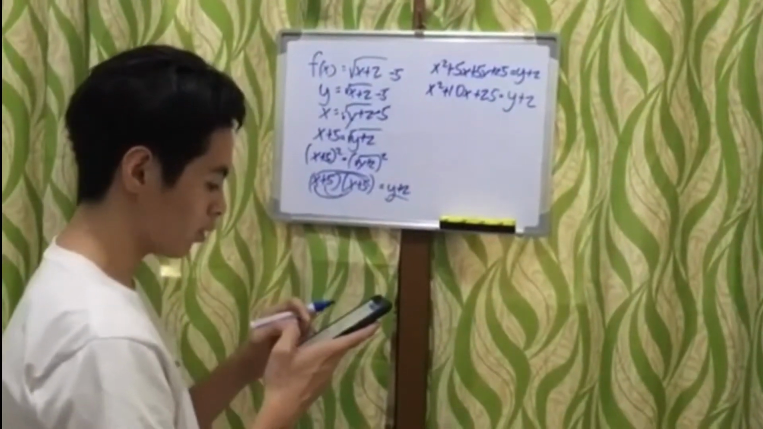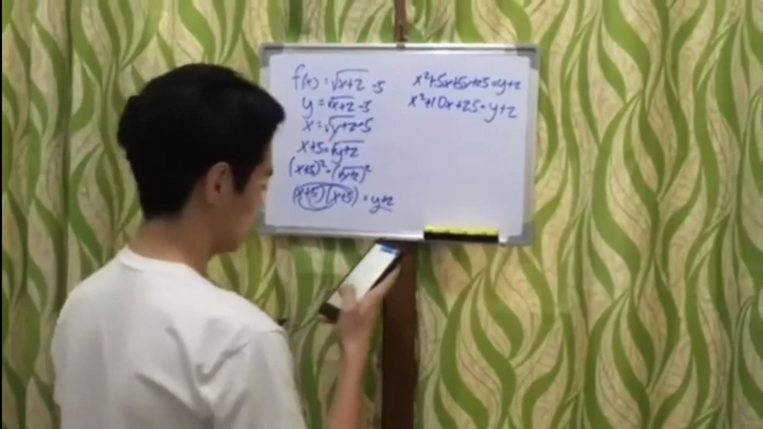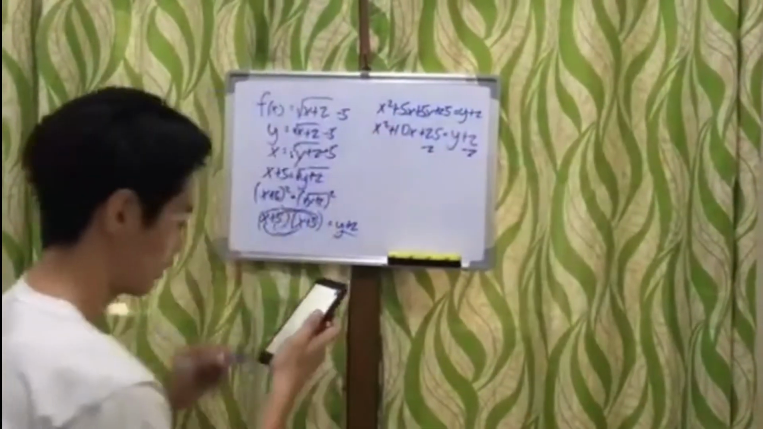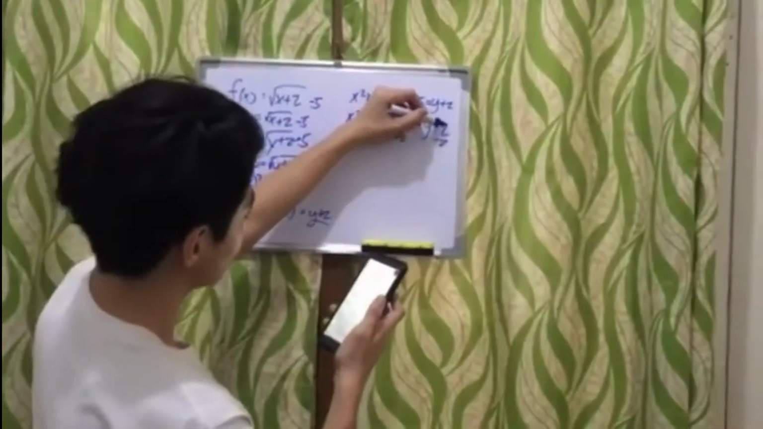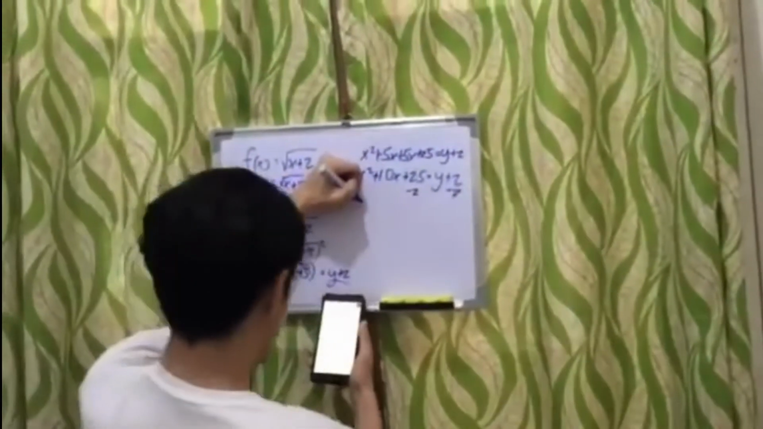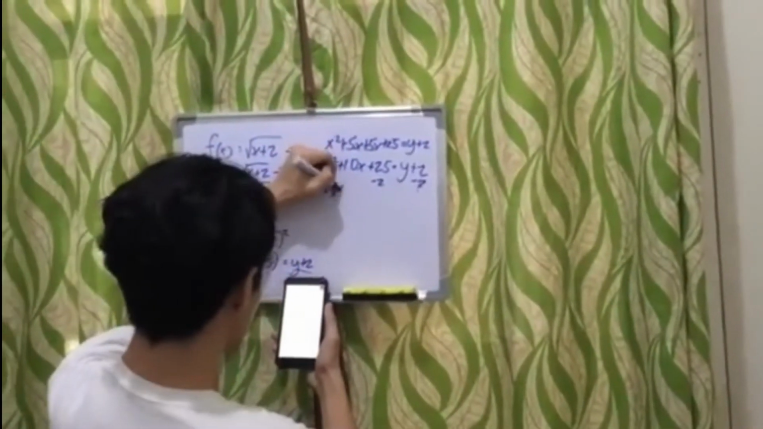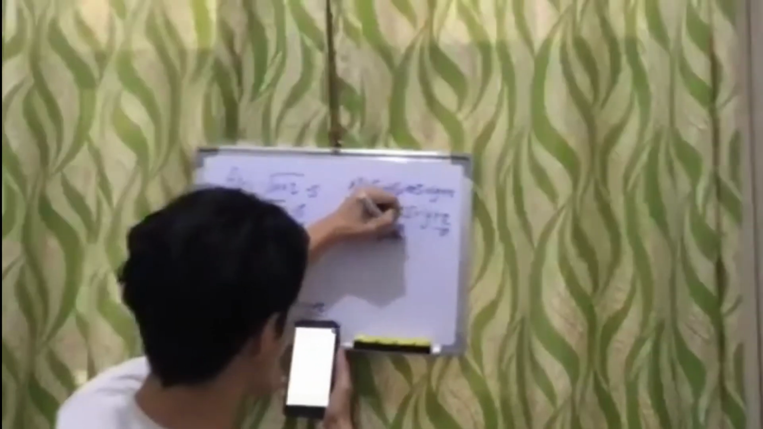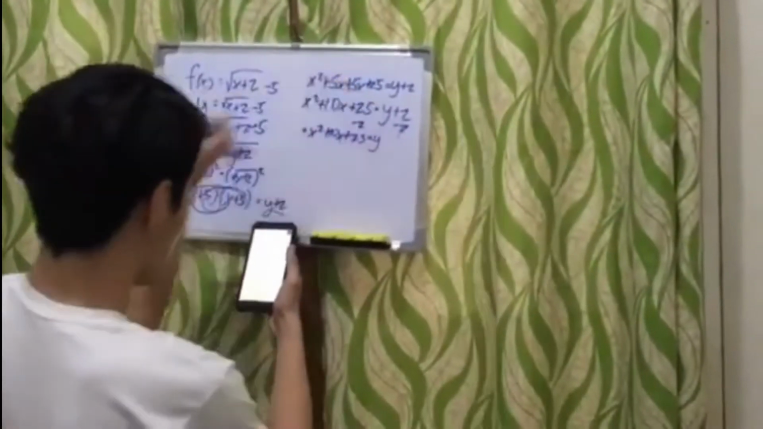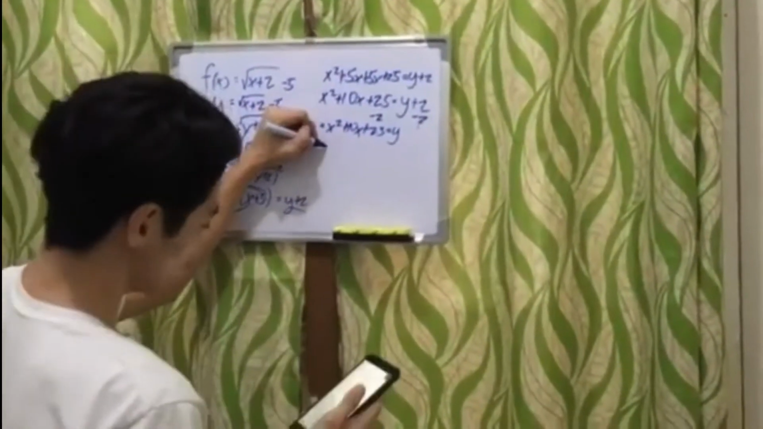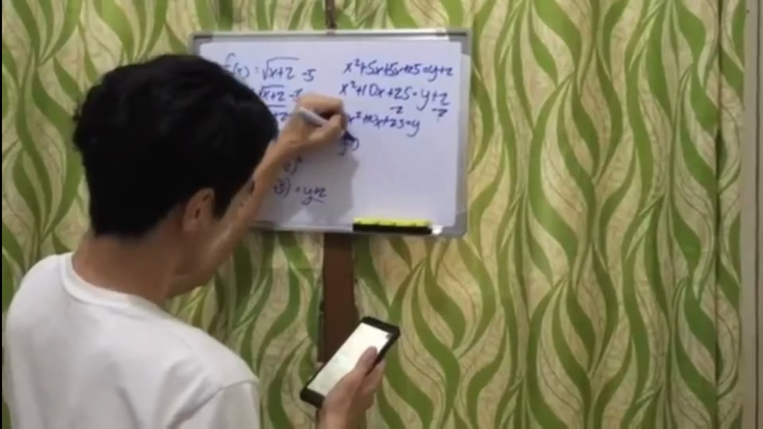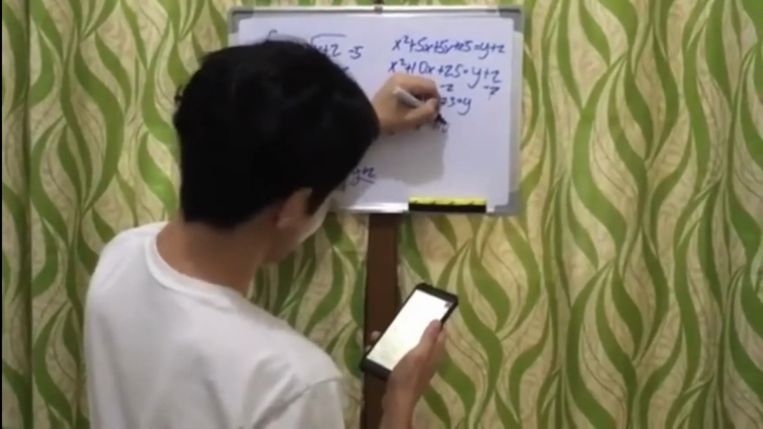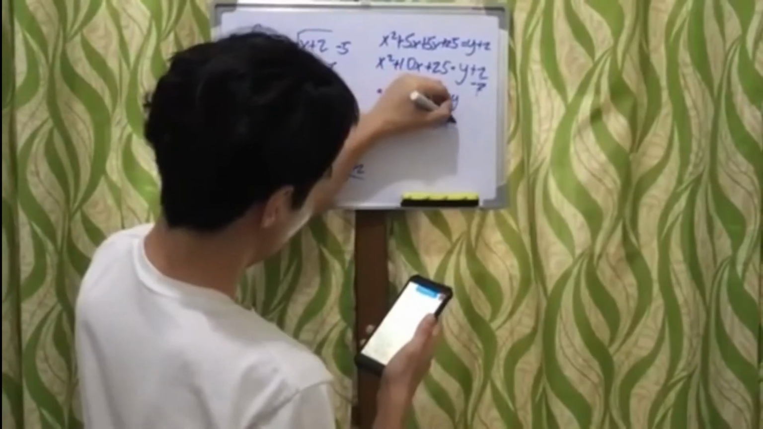Then subtract both sides by 2, negative 2, and cross out. x squared plus 10x plus 23 equals y. So, the answer would be g(x) equals x squared plus 10x plus 23.